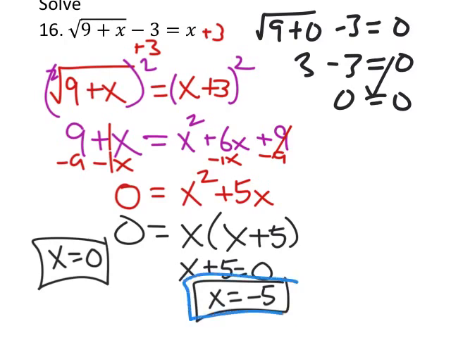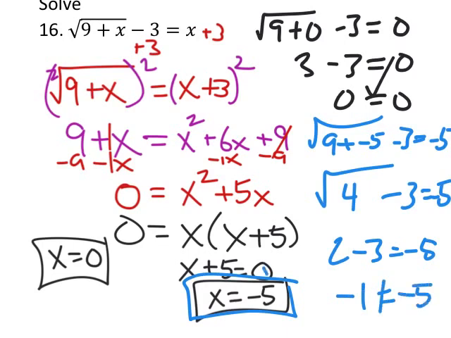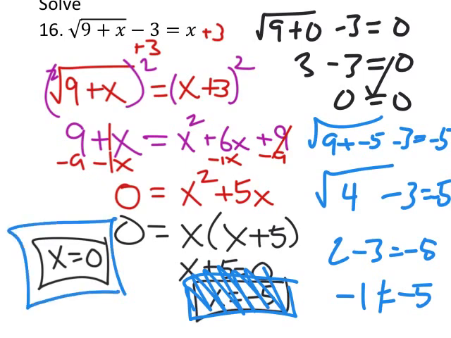Let's go ahead and try now with this x equals negative 5. Well, we've got the square root of 9. Let me give myself some more space. Sorry about that. I got the square root of 9 plus a negative 5 minus 3. This needs to equal negative 5. So the square root of 4 minus 3 needs to equal negative 5. That's 2 minus 3 equals negative 5. Negative 1 does not equal negative 5, so this actually ends up not being an answer at all. The only answer we have on this is x equals 0.